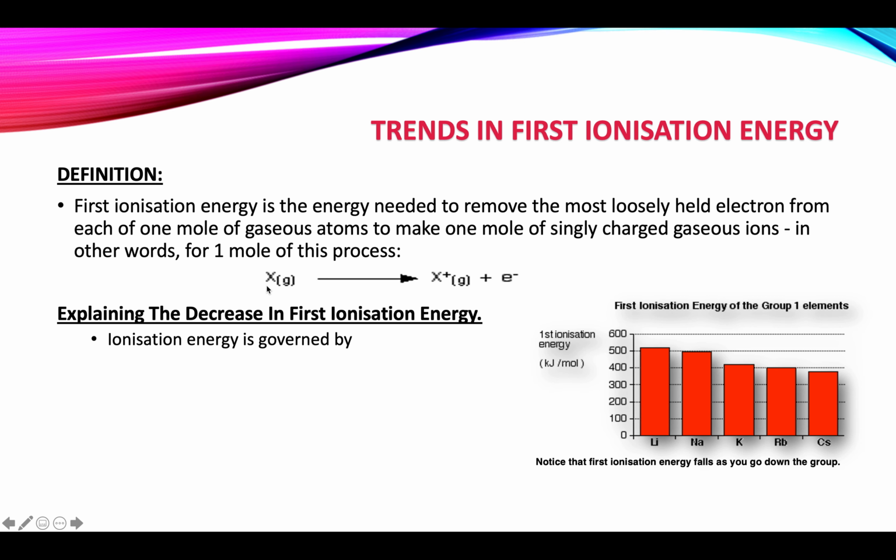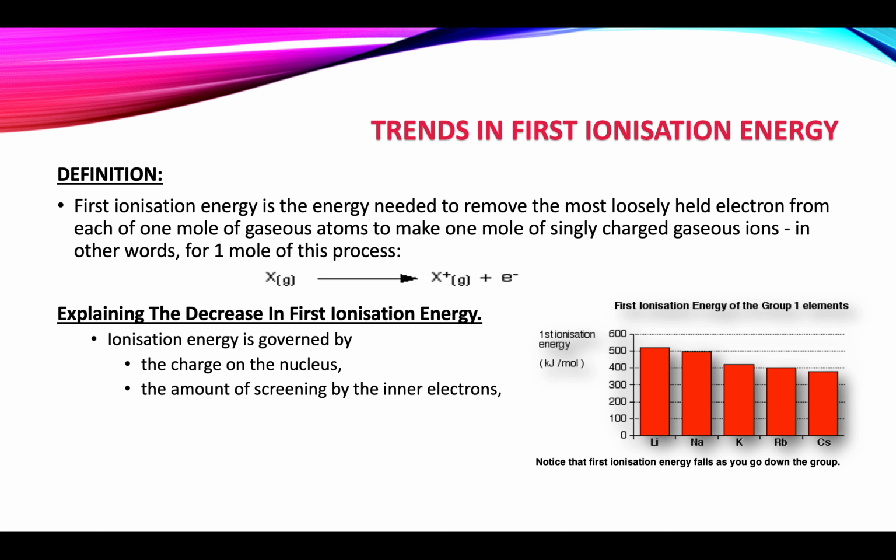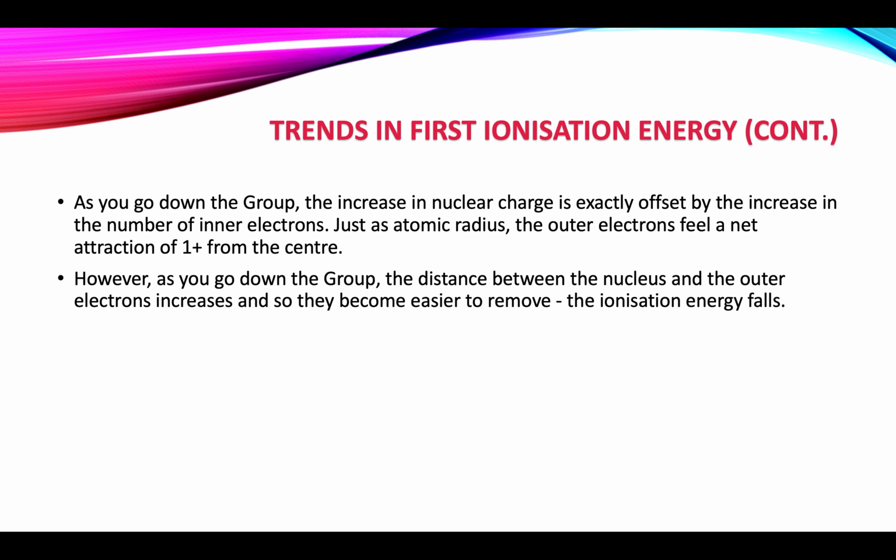Explaining the trend of ionization energy. Ionization energy decreases, as is obvious from the graph. As you move from lithium to cesium, the ionization energy decreases, it falls. The reason is the charge on the nucleus, the amount of screening by the inner electrons, and the distance between the outer electrons and the nucleus.